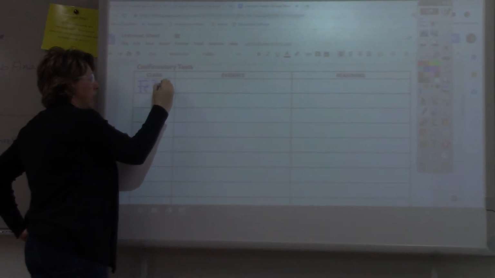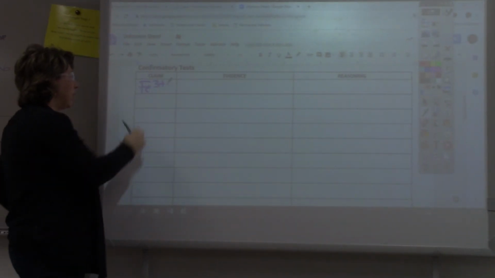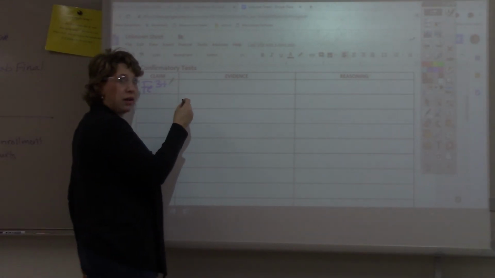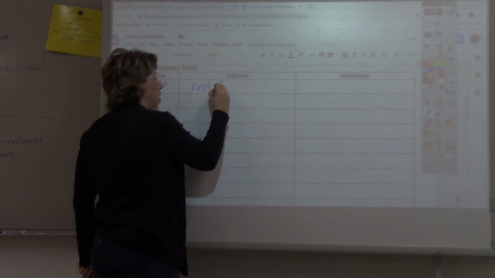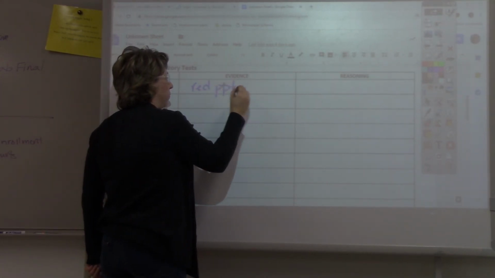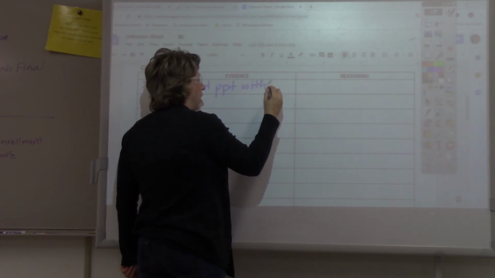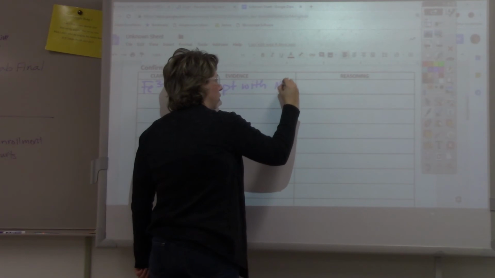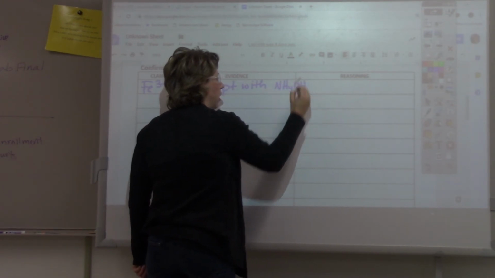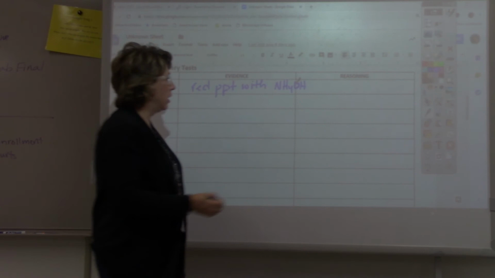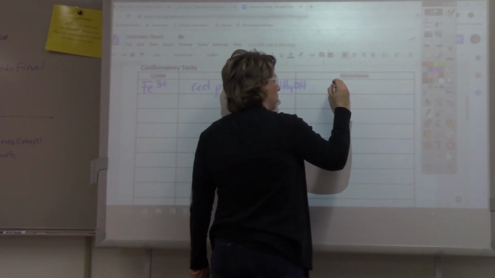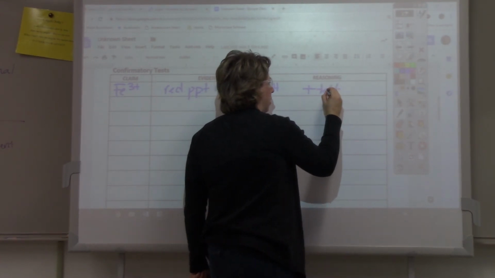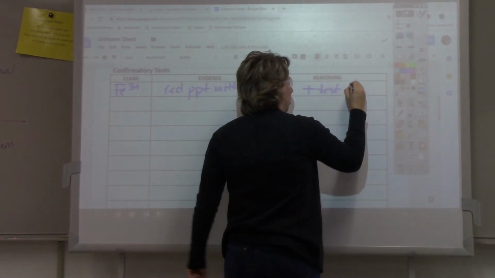So my claim, just in all fashion that we've done, claim, evidence, reasoning, my claim is that I have an iron 3 ion. My evidence is that it forms a what? Red PPT. In this case it was a red PPT with ammonium hydroxide, so NH4OH. And my reasoning is then that I do have a confirmation, so a positive test for, in this case, iron 3.